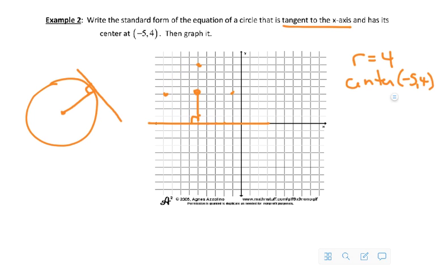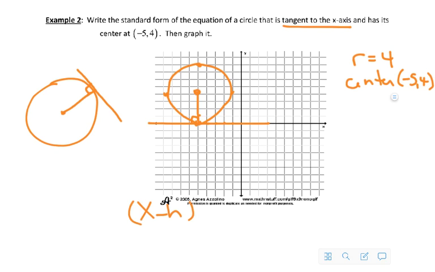Not a very good circle, so I'll try again. And there's my circle. And notice the x-axis is a tangent line to that circle. Now we can write the equation.